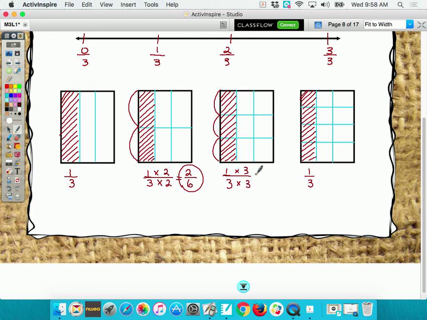So multiply the fraction, each number, by 3. And what's 1 times 3? 3. And 3 times 3? 9. Okay. How many rows here? 4. You do not have to do this, I'm just giving you a visual. So multiply the numerator and the denominator by 4. 1 times 4 is 4, and 3 times 4 is 12. So those are equivalent fractions.